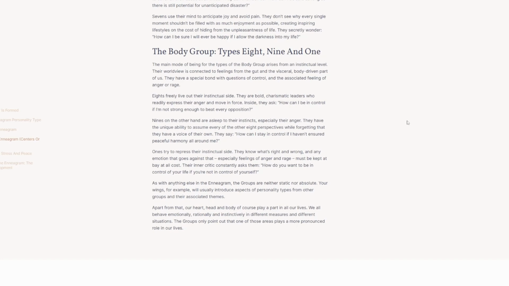9s, on the other hand, are asleep to their instincts, especially their anger. They have the unique ability to assume every one of the other 8 perspectives, while forgetting that they have a voice of their own. They say, how can I stay in control if I haven't ensured peaceful harmony around me? 9s aren't aware that they're angry and rageful, so they just want to get along with everyone. And yet they're angry at the world? Who are they angry at? I guess it depends on the individual person. Because I think with 9s, some of them might be angry at people for not being harmonious and peaceful. I think 9s are interesting.